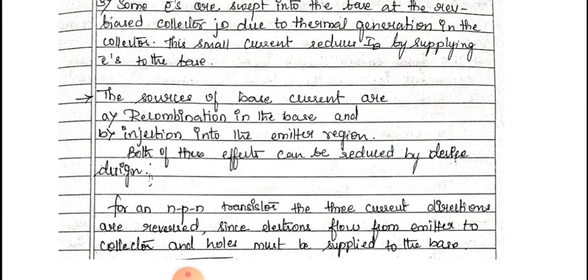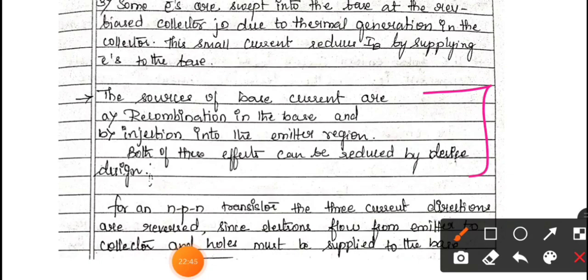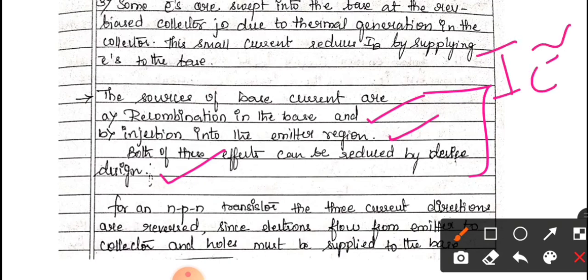So the sources of base current are recombination in the base and injection into the emitter region. Both of these effects can be reduced by device design. The base current has to be reduced, and only then can we write that the collector current is almost equal to the emitter current IE.